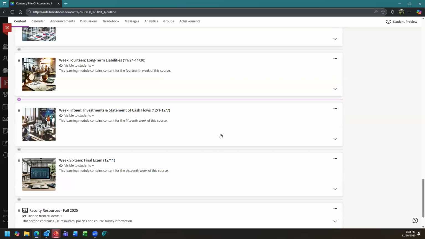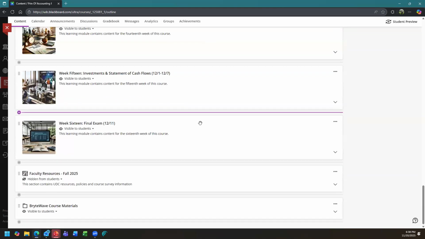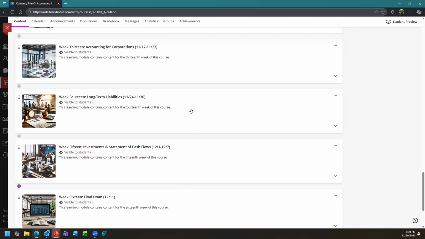And then the following week, we'll cover investments and the statement of cash flows. And that'll bring us to the end of the semester. And then we will have our final exam on December the 11th. And that'll bring us to the close of the semester. So that's what we have to look forward to. Any comments, questions, or concerns about the rest of the class?